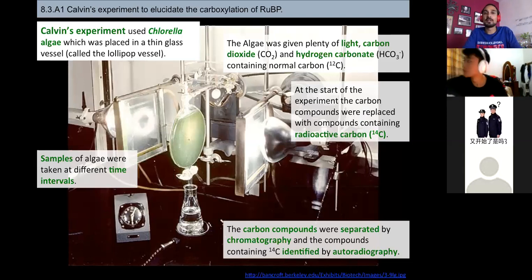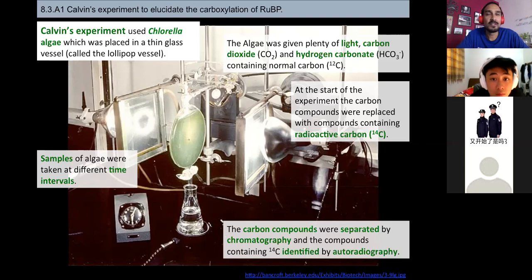And the experiment goes something like this. He uses an algae called chlorella, and he puts it in a very special flask. And this was the question, something like, what is the name of the flask that Calvin used? Anyway, it's called the lollipop flask. It's ridiculous. Or something like, who used a lollipop flask in their experiment? It doesn't matter. Something silly like this.